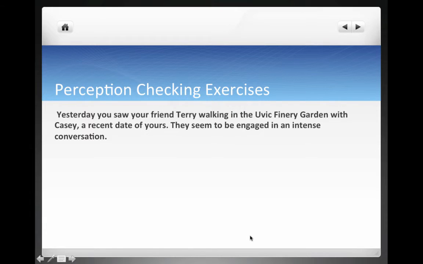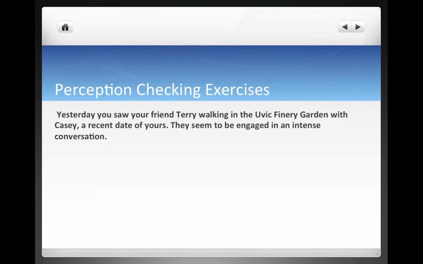Okay, let's practice another scenario. Yesterday you saw your friend Terry walking in the UV garden with Casey, a recent date of yours. They seemed to be engaged in an intense conversation. So I would like you to apply the perception check we recently talked about to this scenario and come up with an answer. I will give you some minutes and then we can review together.